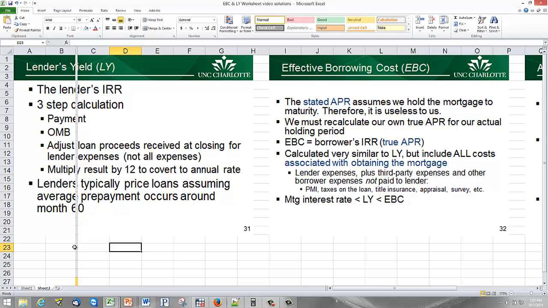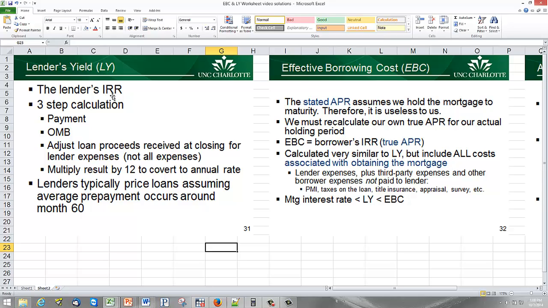Basically, this is the lender's true profitability on the loan, the lender's internal rate of return. Most people think the lender only gets the interest rate, but the lender gets the interest rate plus a variety of different expenses at closing. So what we want to do is combine both of those and state it as an interest rate.